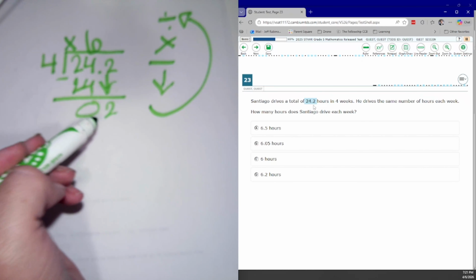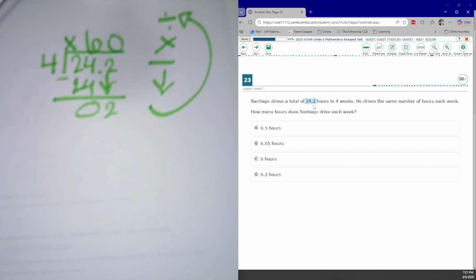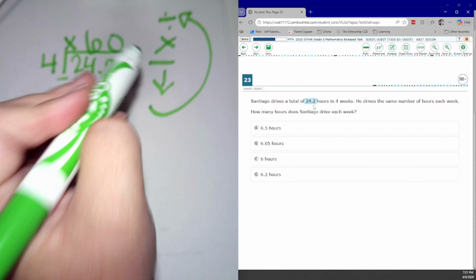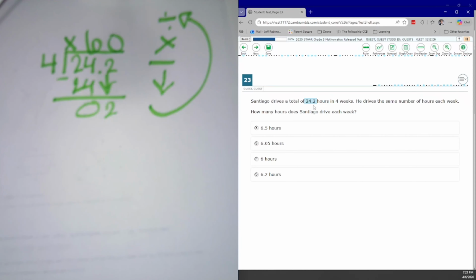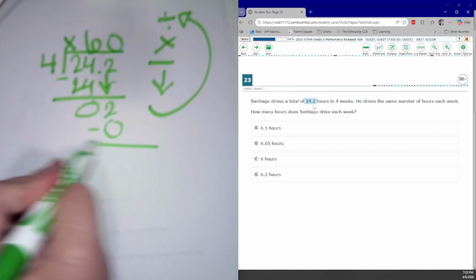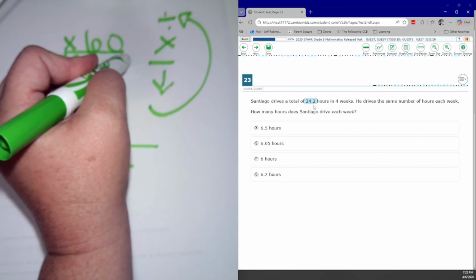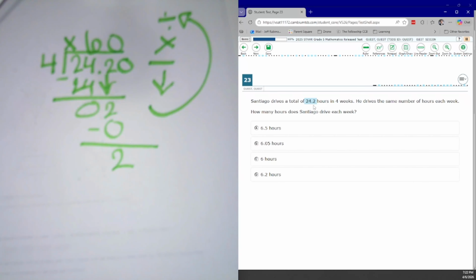4 goes into 2 0 times. 0 times 4 is 0. And I have my 2. Now I can repeat this process over and over again. I'm going to get 0, 0, 0. But that's not how you do it. Remember, I told you that you could add a 0 there.